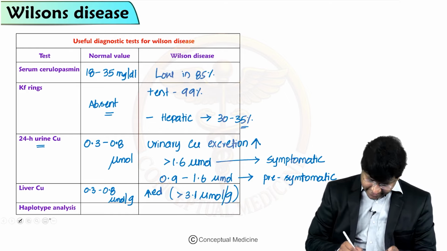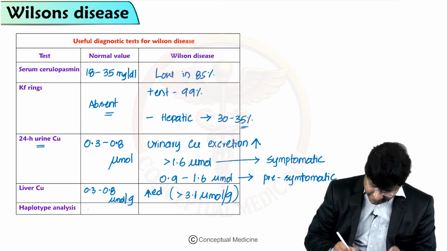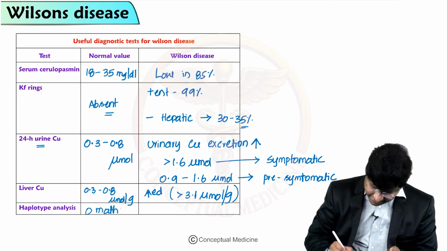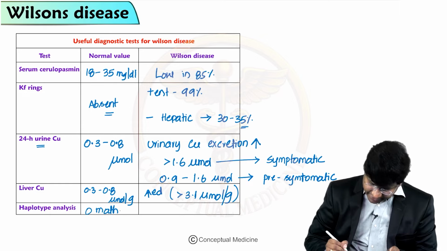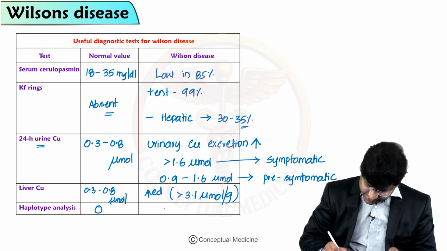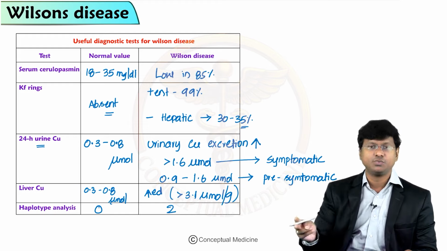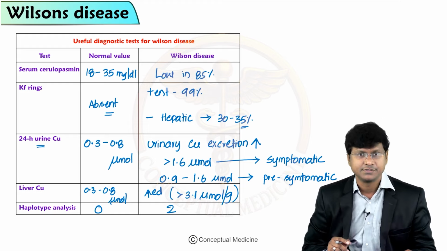And you take the haplotype analysis, right? If you take the haplotype analysis in a normal individual, there are 0 matches. But here in Wilson's, you have 2 different alleles which can cause Wilson's disease.